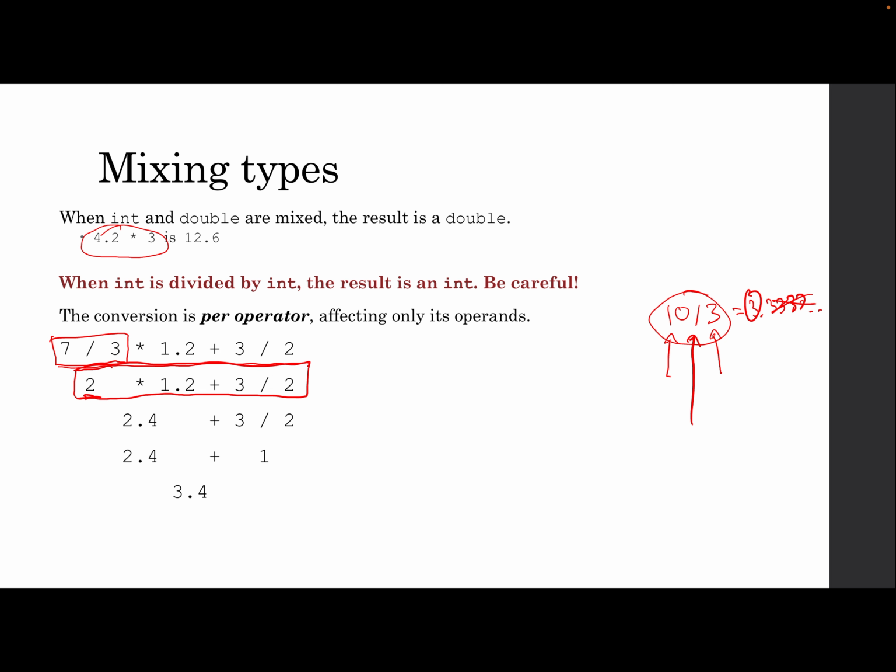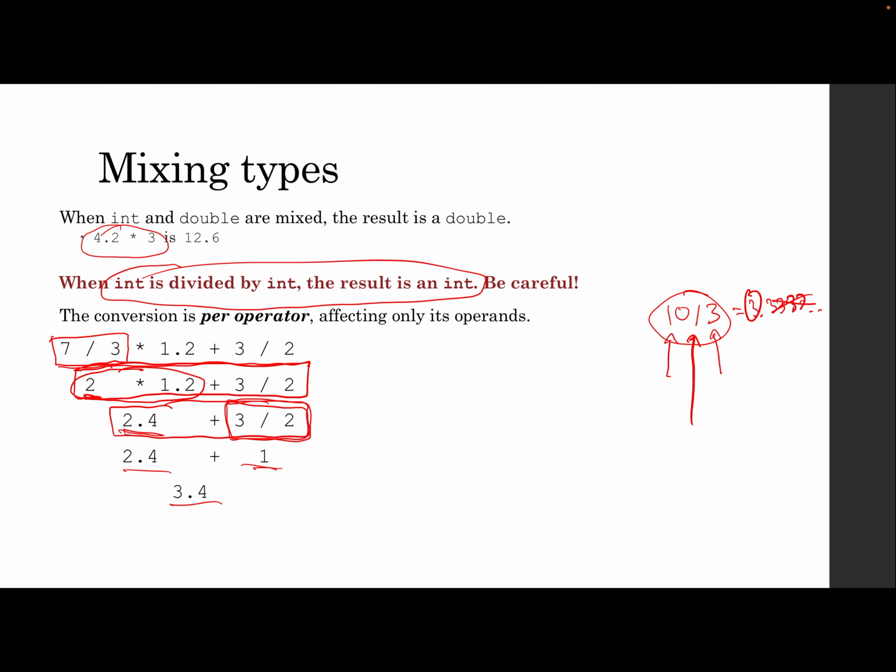Now what do we do next? Because of the order of operations, we do 2 times 1.2. 2 is an integer, 1.2 is a double, and so we end up with 2.4, a double. So 2.4 plus 3 divided by 2 is our next expression. Now we do 3 divided by 2. That's an int divided by an int, which is just an int, so 3 divided by 2 is 1. We do 2.4 plus 1, and we end up with 3.4. So just be careful about integer division. The result is an int.